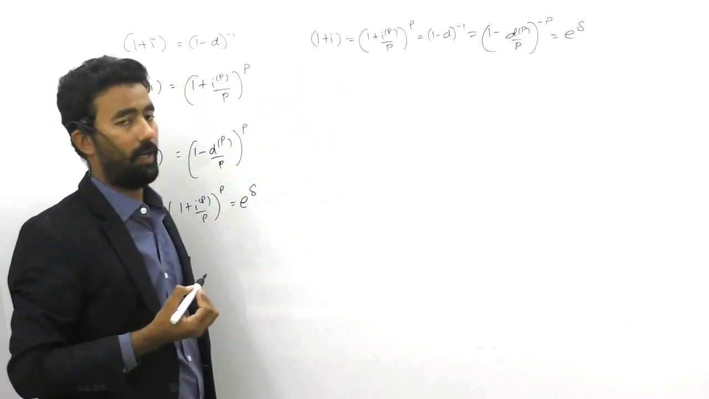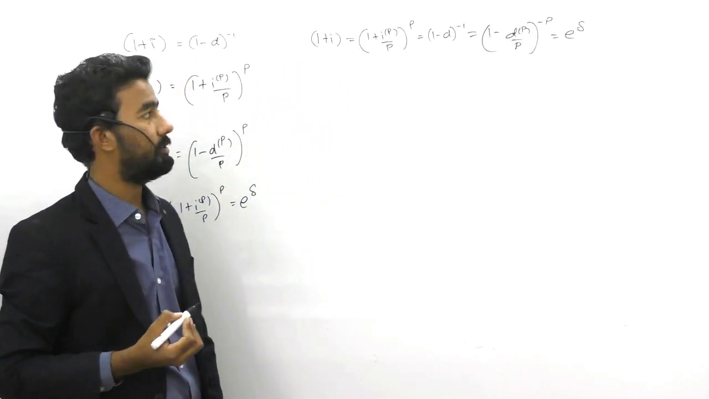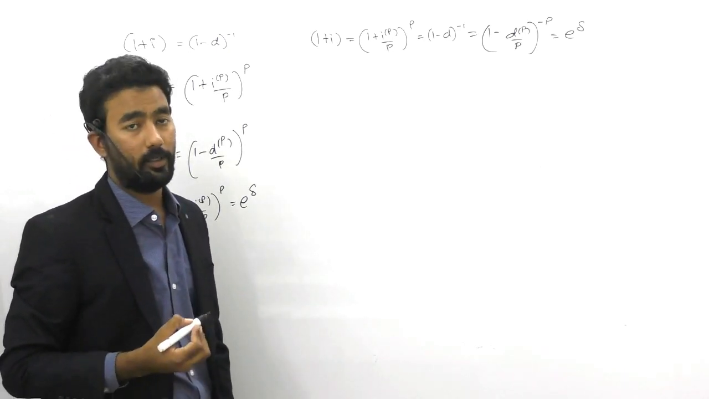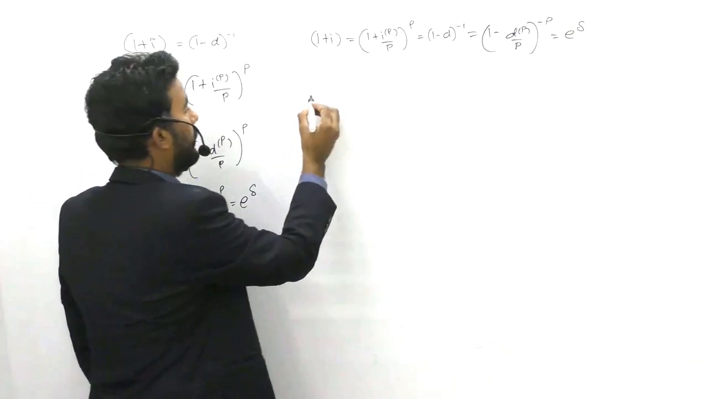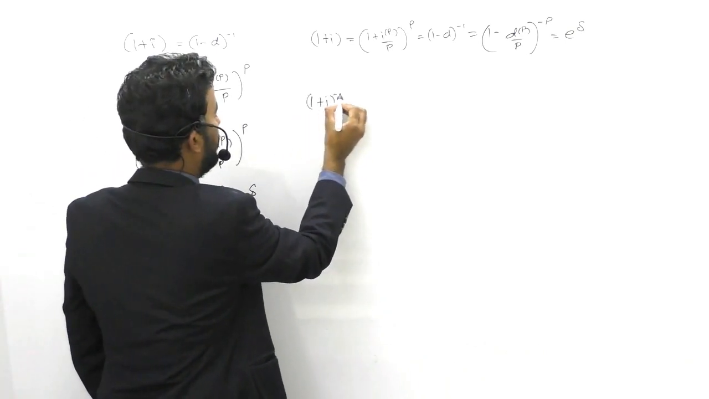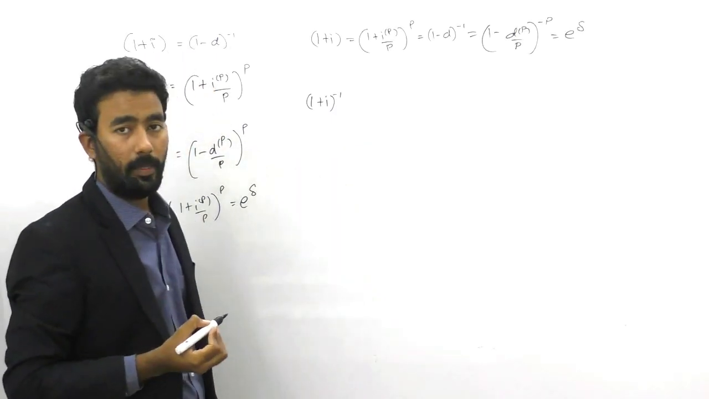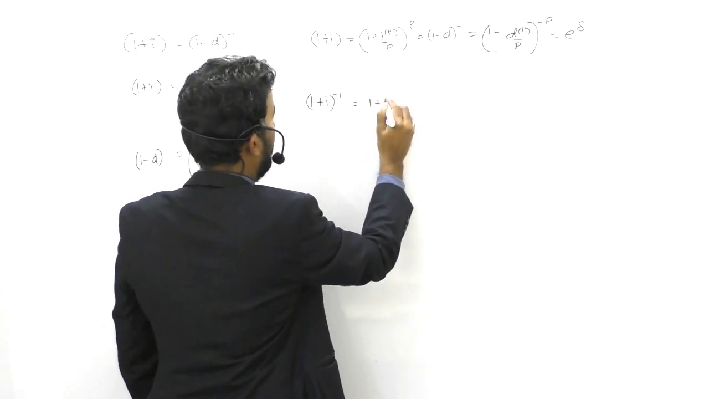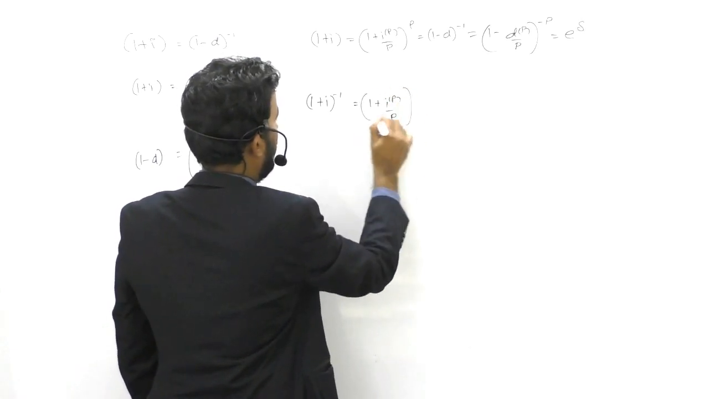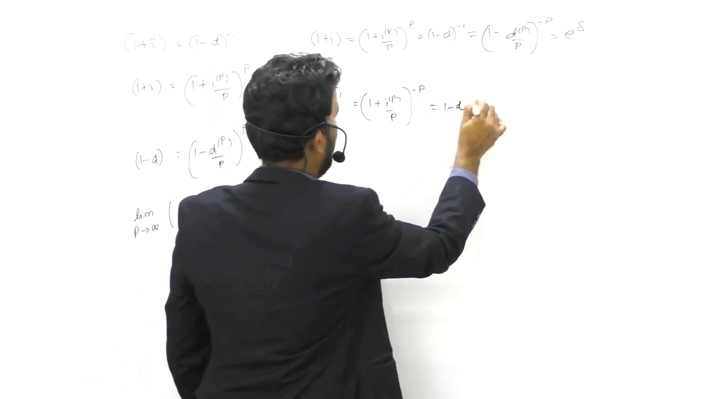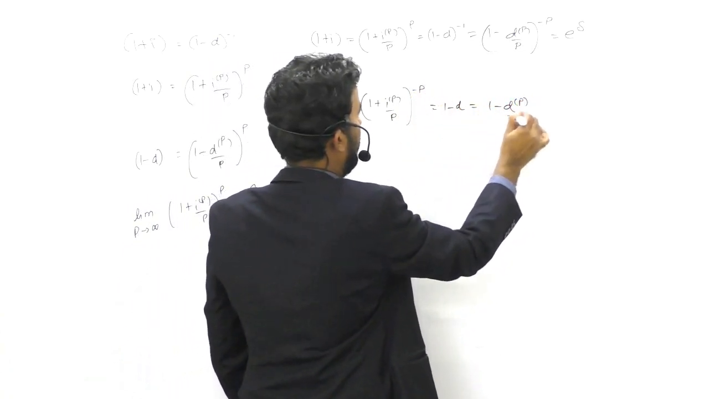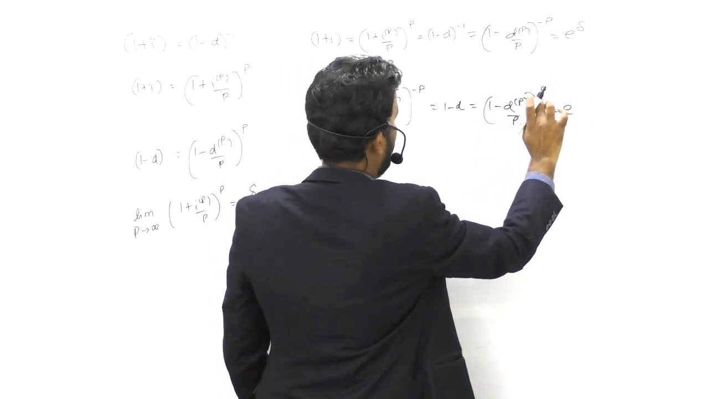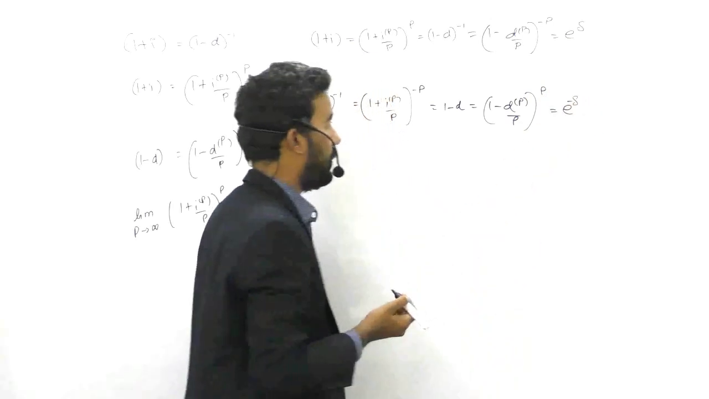So these are the accumulation factors using different rates of interest, and all of them should be equal. That is rule number 1. Or you can say the same for discount factors using all of these. 1 plus i raised to minus 1 is the discount factor using i, or 1 plus ip by p whole raised to minus p, or 1 minus d, or 1 minus dp by p whole raised to p should be equal to e raised to minus delta.